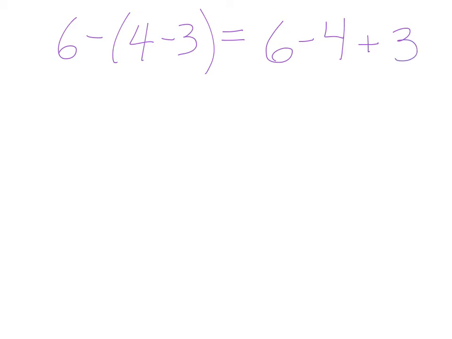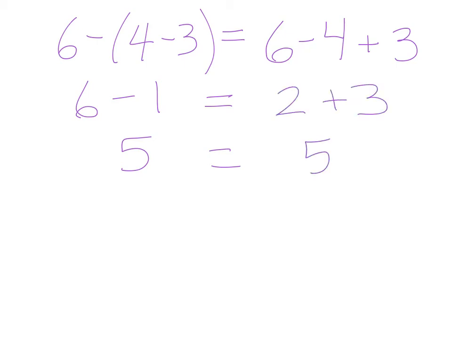That was a pretty mind-blowing concept, but let's look at it and see if it worked. Over here on the left again, we have 6 minus the quantity of 4 minus 3, which is 1, so 5 on the left. And on the right-hand side, 6 minus 4 is 2, and 2 plus 3 is 5. So maybe it didn't make sense, but it worked.